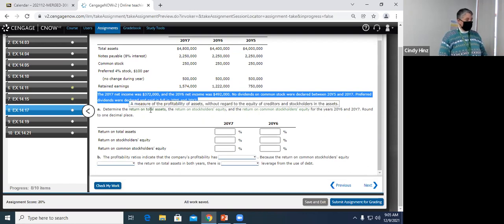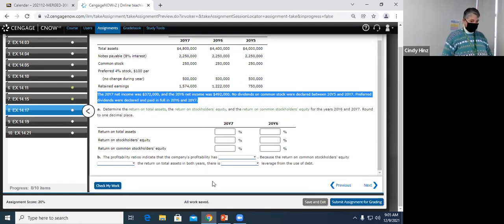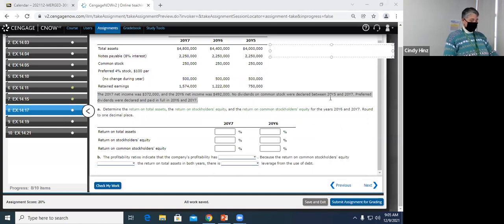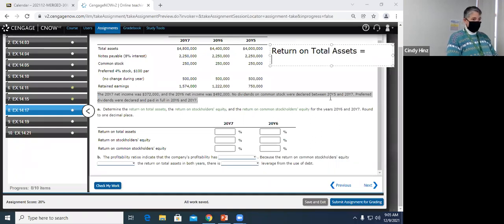So we're going to start with return on total assets, and I'm going to put the formula on the screen here. I'll do these one at a time. So return on total assets is, I'm just going to put the formula underneath because I don't have a whole lot of white space on the screen. So the numerator, the top part of the formula, is net income plus interest expense.